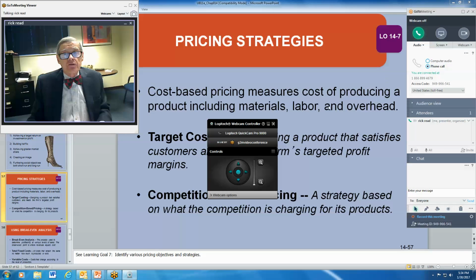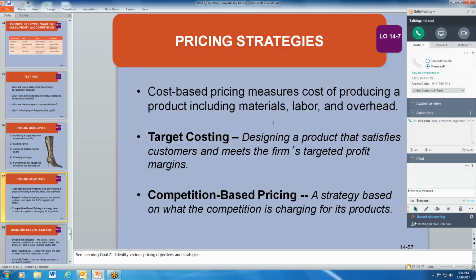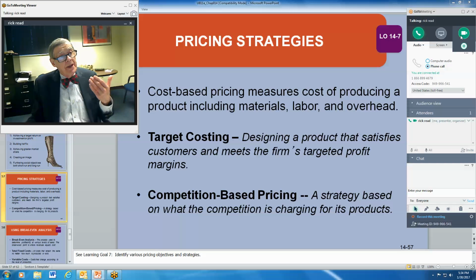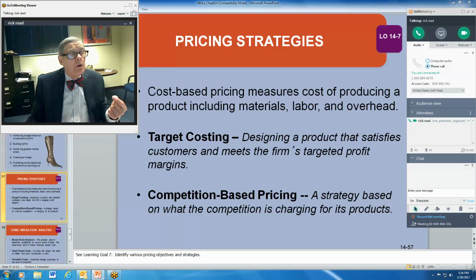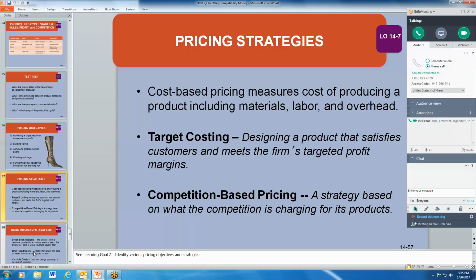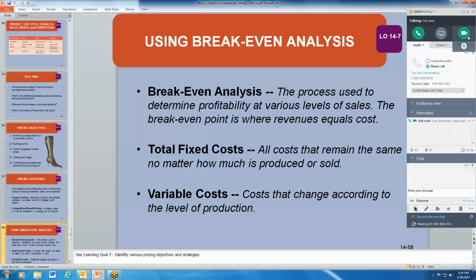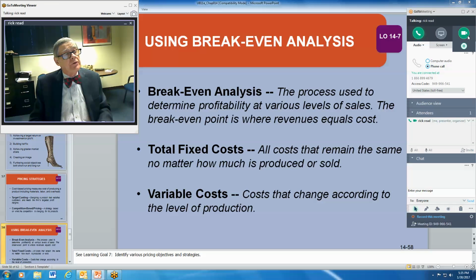Different pricing strategies, target costing. This is an interesting strategy because it meets the firm's targeted profit. Competitive pricing, you're pricing your product based upon some algorithm, if you will, of what your competitors are. Break-even analysis. Probably you're not going to do that too often, because if you're only breaking even, you're not going to make money. If you don't make money, you're not going to stay in business very long.